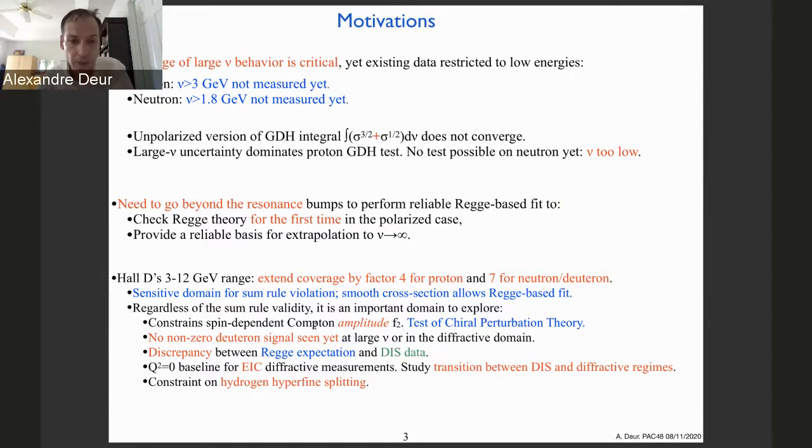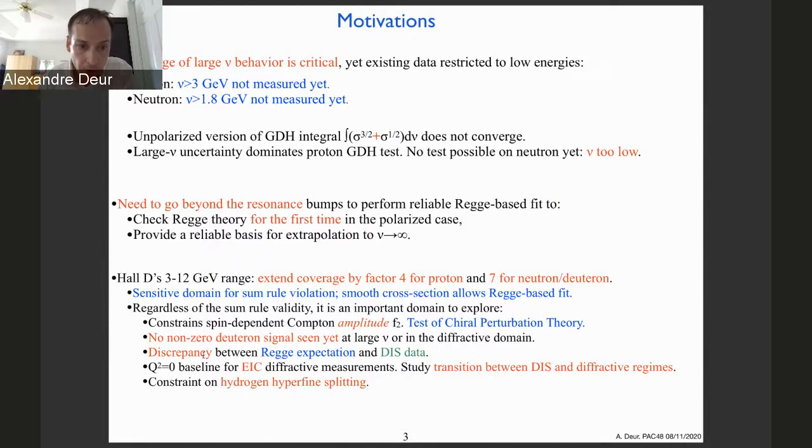Another interesting fact is that there's no non-zero signal for deuteron in the diffractive domain. Our experiment should be the first one to see a non-zero signal. As I mentioned, there's a discrepancy between Regge expectation and the DIS data at low Q squared. Our experiment should clarify this question.